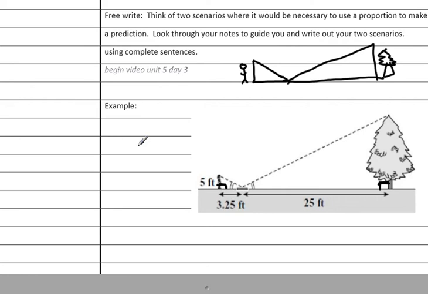So after you've drawn the picture, label that the person is 5 foot tall. The length of his shadow will be 3.2 feet, and the length of the tree shadow will be 25 feet long, not tall. And the question that I'd like for you to answer would be, how tall is the tree?